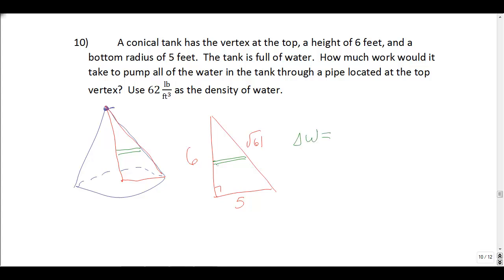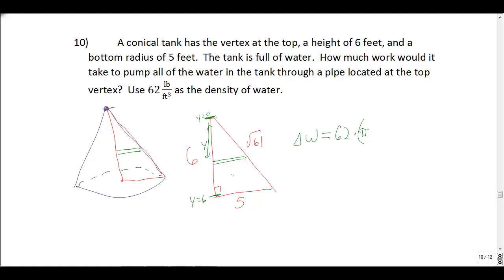And so that allows us to find our delta work. It's the work to move one of these slices, which would be a cylinder if you rotated it around. It's going to be the weight of that slice. So that's going to be 62, our density, times the volume, which is pi times our radius squared. Now we want to define an axis here. Let's start here at y equals 0, and down here y equals 6. So this distance here is y.